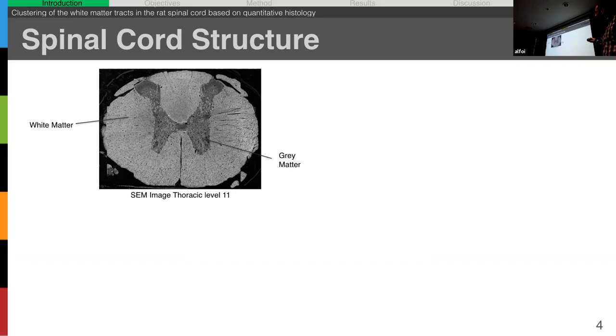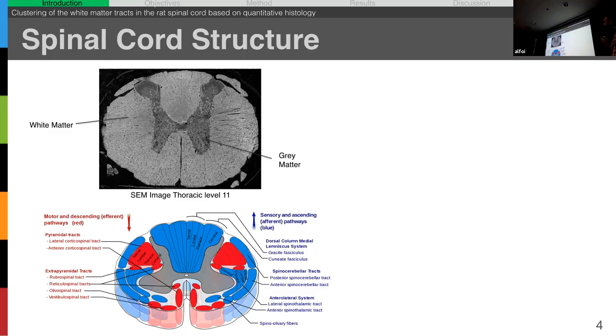And we also have the gray matter, which is mostly composed of unmyelinated axons. The reason it's called the white matter is because of the myelin sheath, which gives it the characteristic white properties that we observe here versus the gray matter.